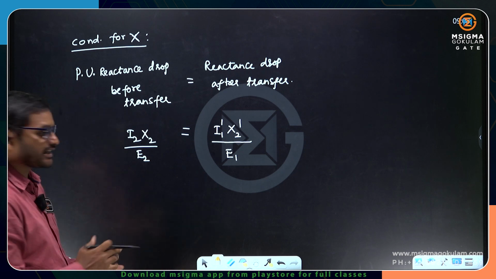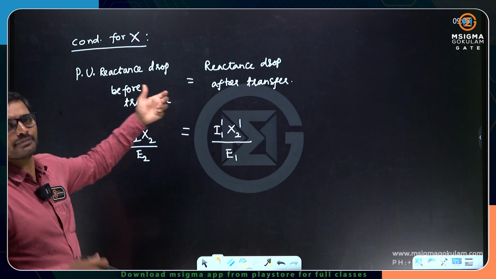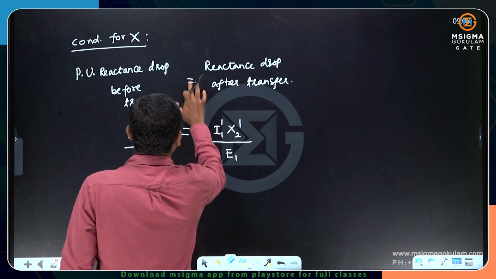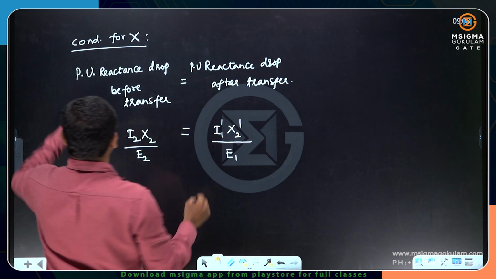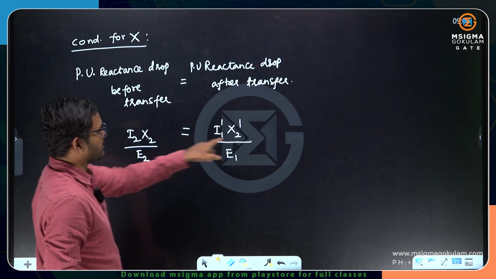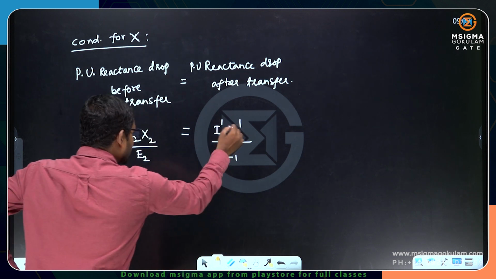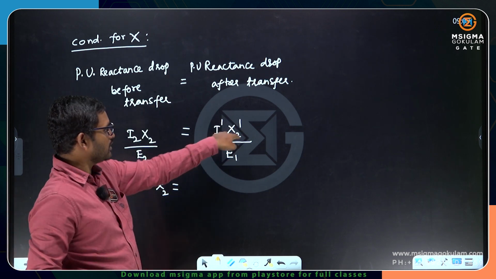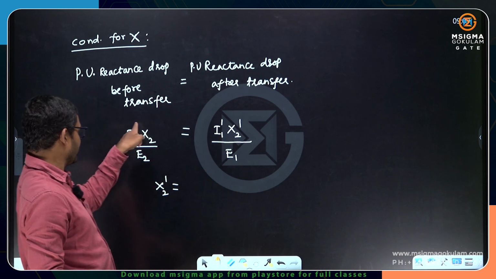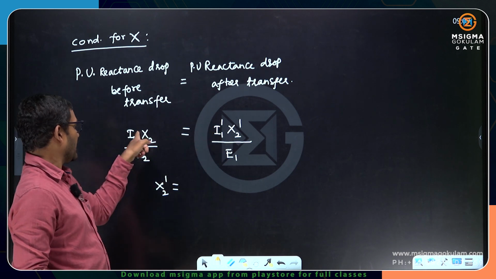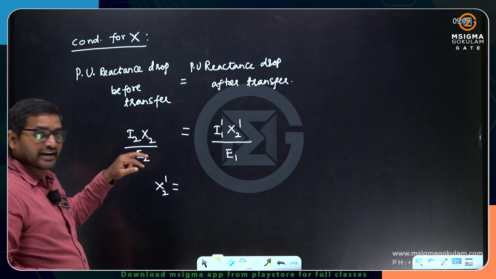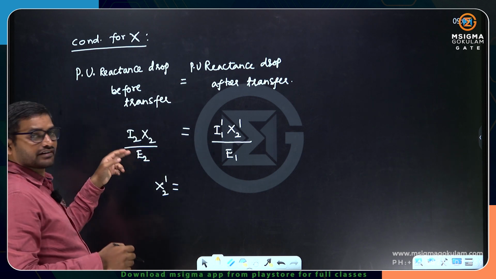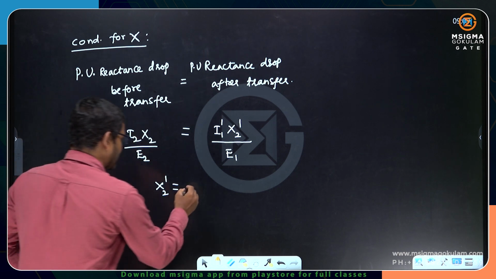Now again you can take up per unit reactance or percentage reactance, no problem. If you want a percentage reactance, you just multiply with 100. That's it. I want now X2 dash. So if you want to solve X2 dash, then E1 by E2, I2 by I1 dash. E1 by E2 is 1 by K, I2 by I1 dash is 1 by K. So 1 by K, 1 by K, 1 by K square. So X2 by K square.